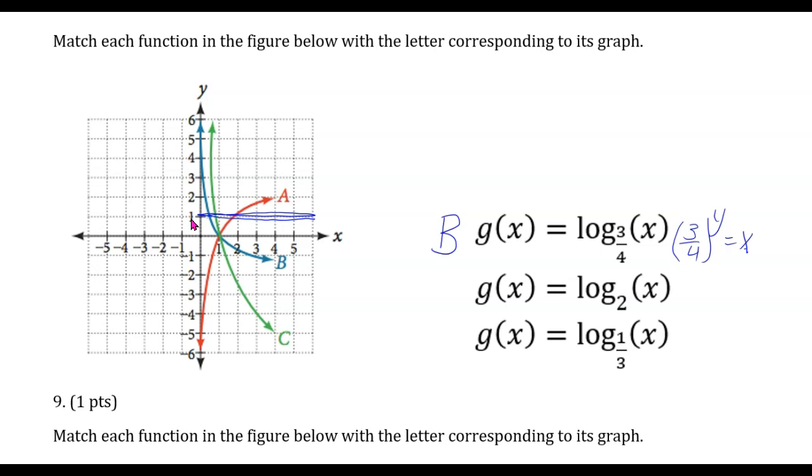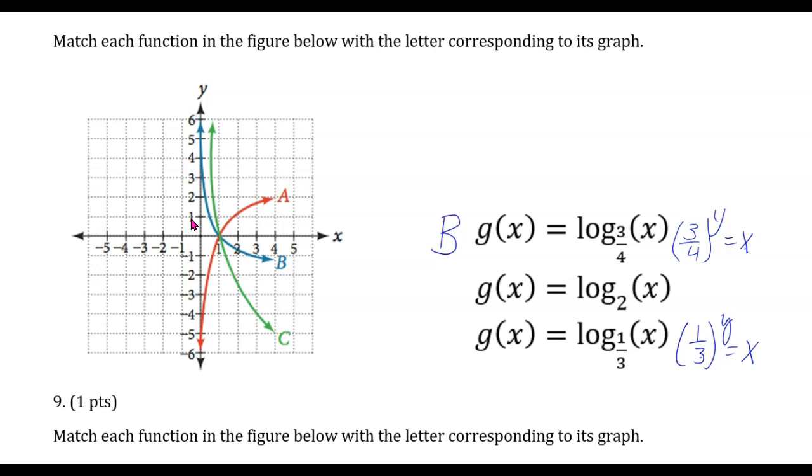Let's look at the log base 1/3 of x. This means that 1/3 raised to the y power is equal to x. When y is 1, x should equal 1/3. Well, x is 1/3 would be higher up. Uh-oh, maybe we got it backwards. Let's back up and try it again. Did we get it backwards?